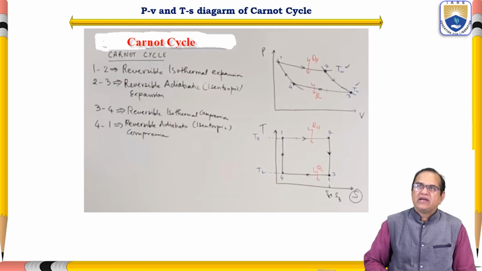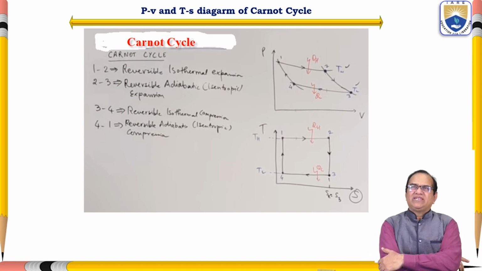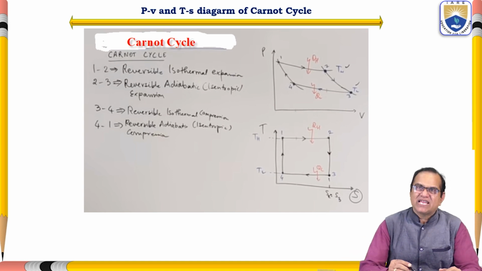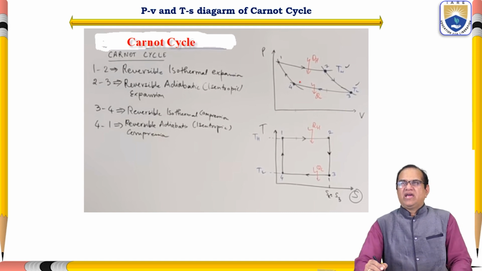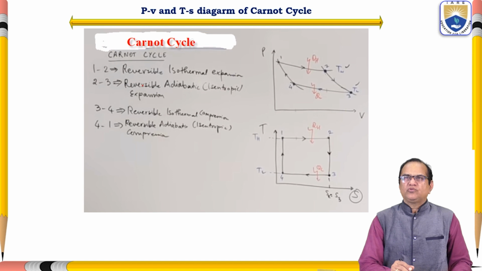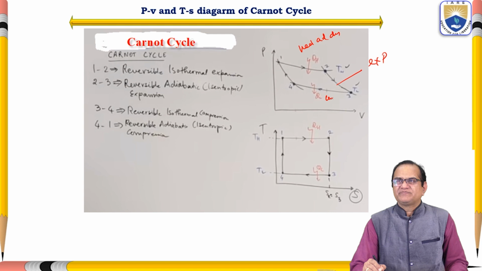I can describe it. Now I will show this with the help of the Carnot cycle. So the PV and the TS diagram of a Carnot cycle. In the Carnot cycle, we know that 1 to 2 is reversible isothermal expansion. 2 to 3 is reversible adiabatic isentropic expansion. This is the expansion. So here is heat added also. Then 3 to 4 is reversible isothermal compression, and here is heat rejected.